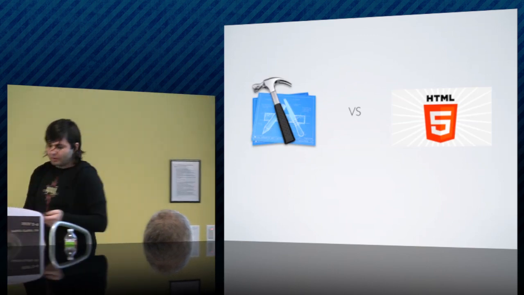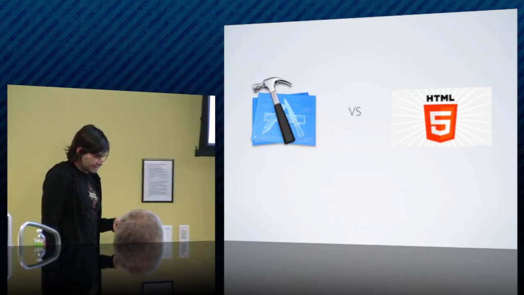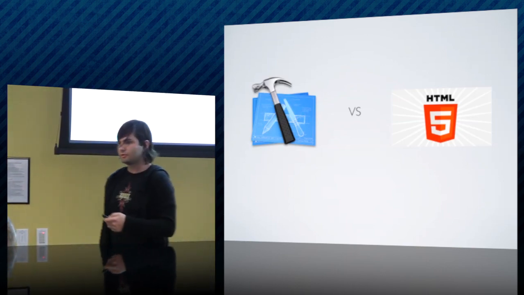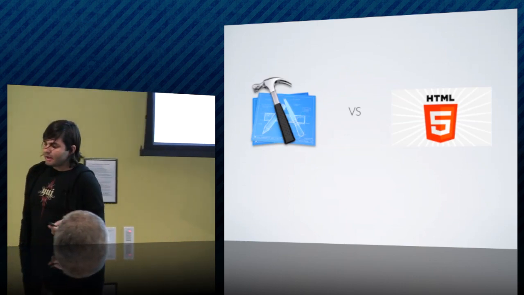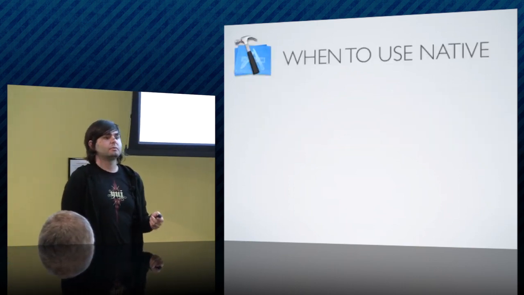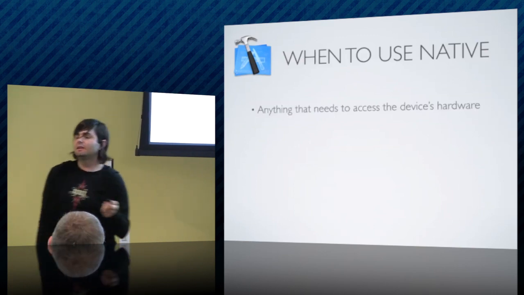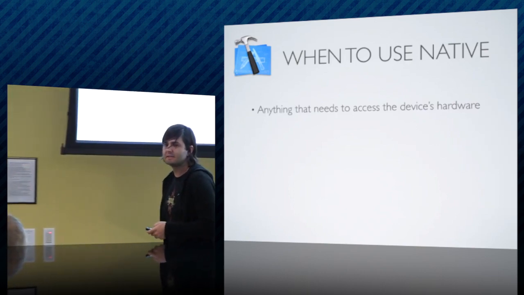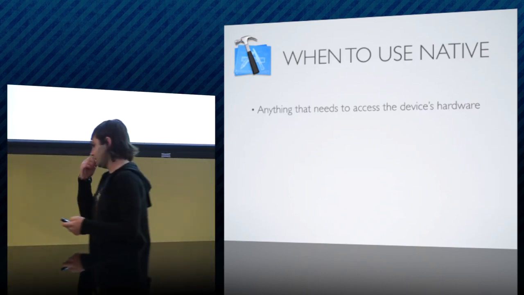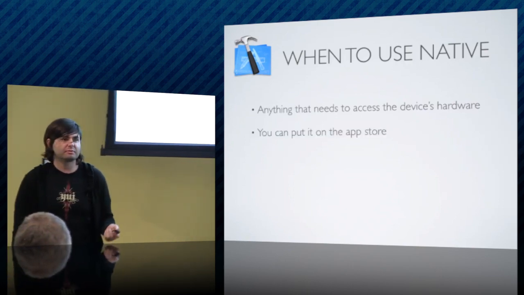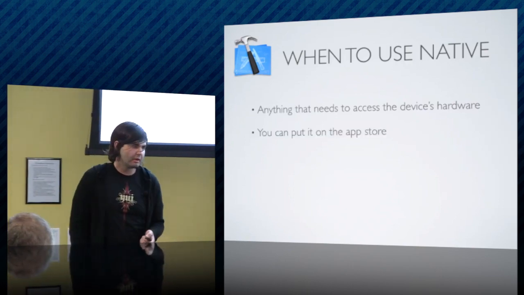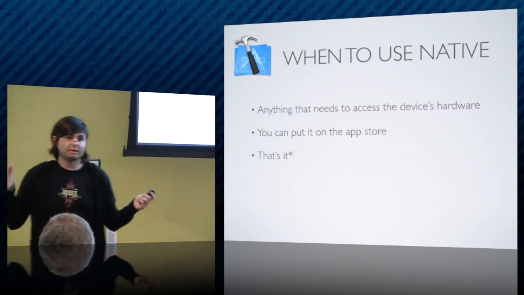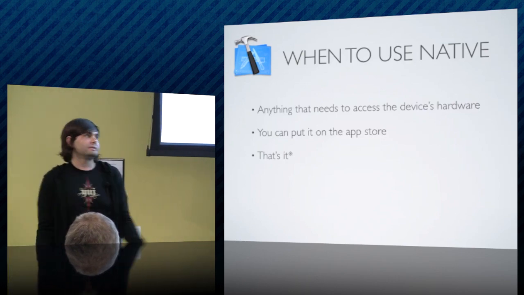And again, this isn't an exact science, and each case might be different depending on what you're trying to build. But we came to the conclusion that we wanted to use native for anything that needed to tap into the hardware's API. So anything that needed to access the device, we needed to use native for that. Obviously, we also wanted to use native so we could put it on the App Store. So yeah, that's a big one, I guess. And that's it, really. That's what we use native for.